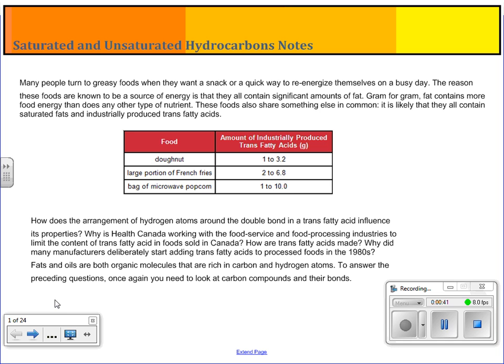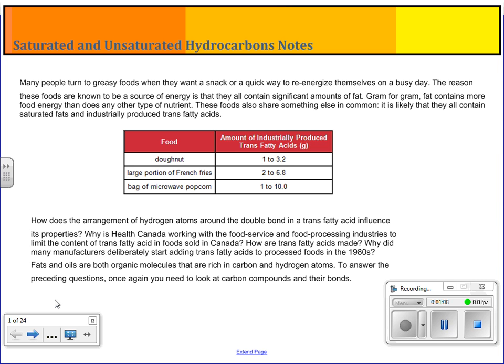So how does the arrangement of hydrogen atoms around the double bond of a trans fatty acid influence its properties? Why is Health Canada working with food services and food processing industries to limit the content of trans fatty acids in food sold in Canada? And how are trans fatty acids made? Why did many manufacturers deliberately start adding trans fatty acids to processed foods in the 1980s?